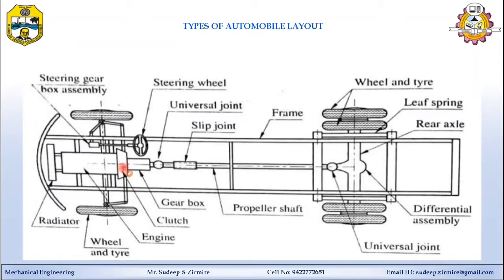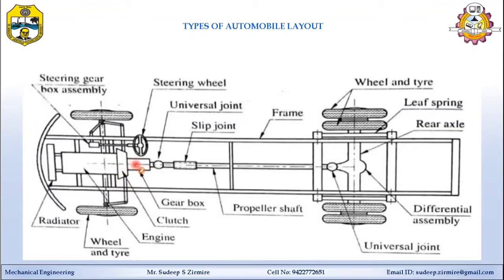Later is the clutch. The clutch is situated in between the engine and the transmission system. Transmission means gearbox. The function of the clutch is to connect or disconnect the engine power to the road wheel when desired, as per the driver's requirement.